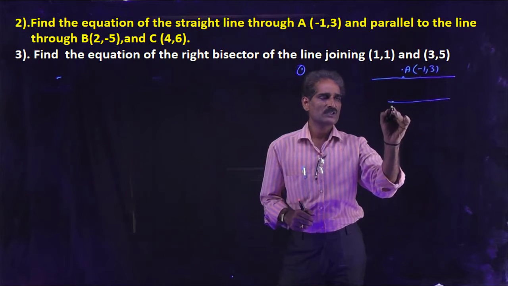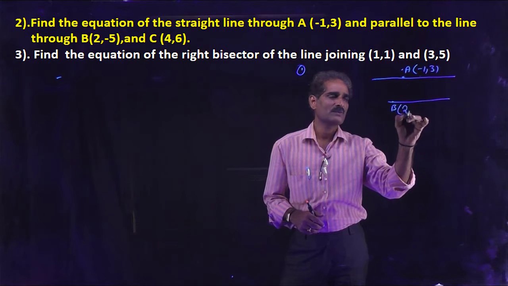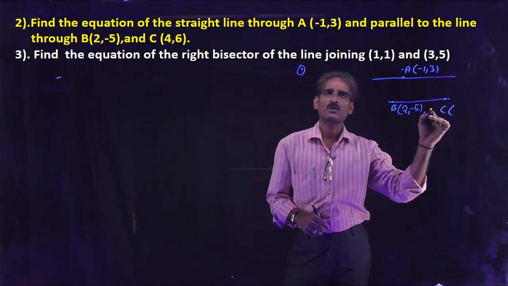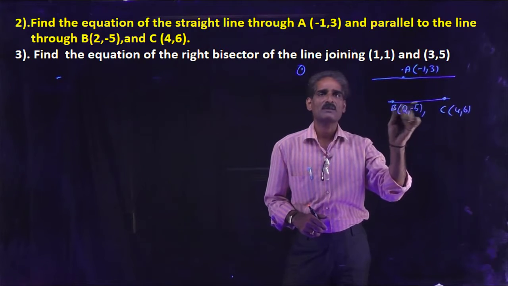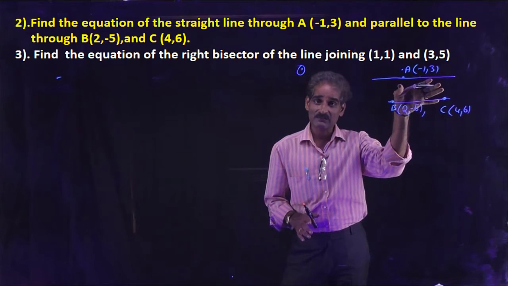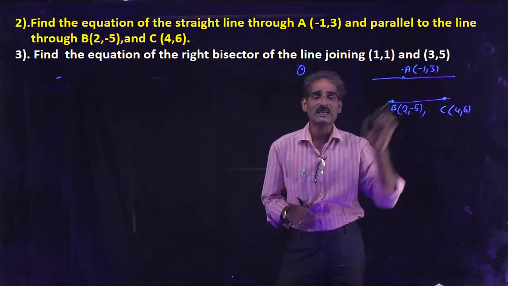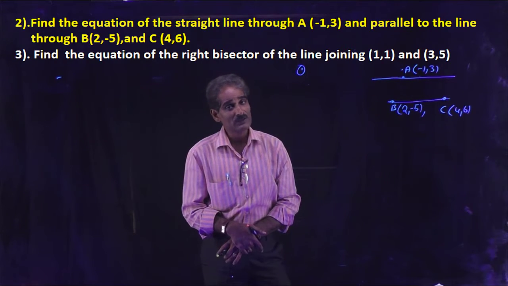Suppose this is the position of B, which is 2 comma minus 5, and C is 4 comma 6. This is the position of the line which is passing through these 2 points. This is our required line which is passing through this point and parallel to this. That means these 2 lines are parallel lines. You know, if the lines are parallel, the slopes are equal.